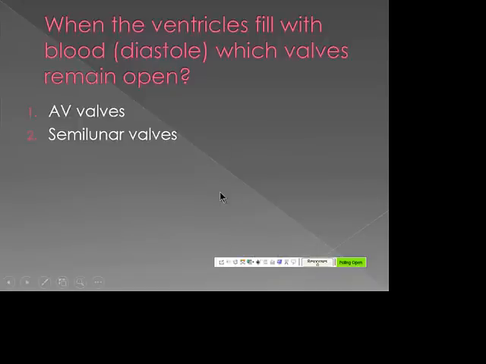Okay, you tell me. You answer this question. When the ventricles fill with blood, which valves will remain open? As they fill with blood.